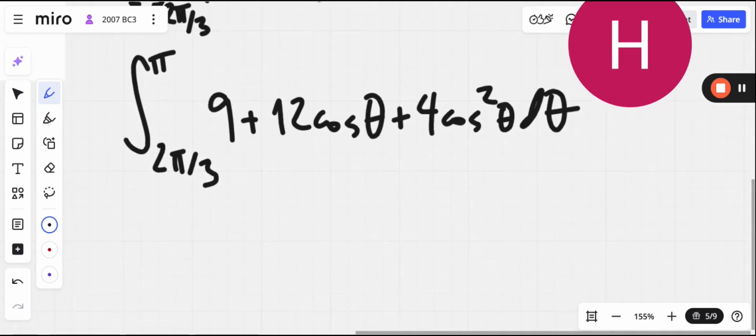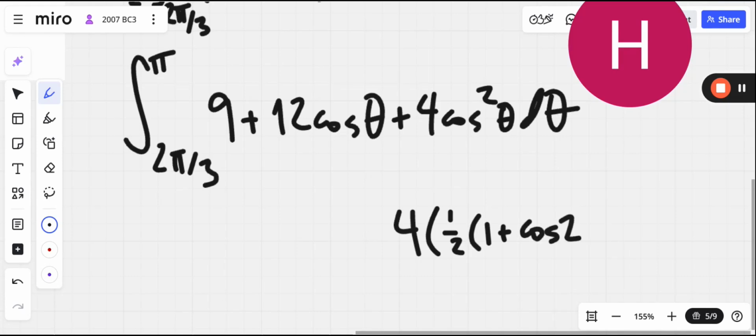So this is going to turn into, you might be familiar with this, use of the double angle formula.